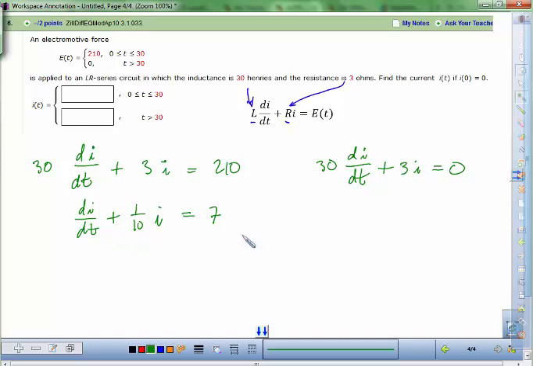And we find the integrating factor. Remember how to find the integrating factor? So e to the integral of, this is just a constant. And so that's e to the 1/10 t, or t over 10.